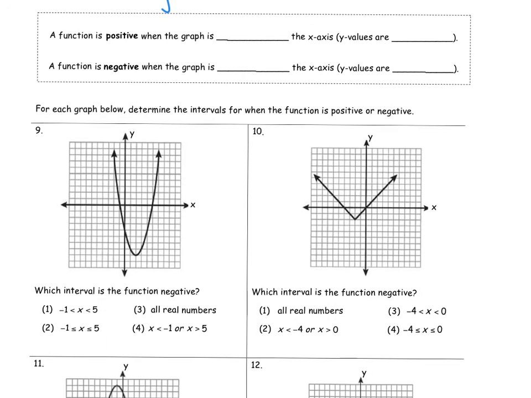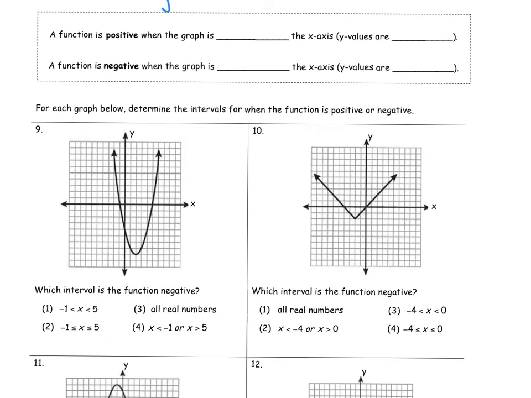We're almost done. So now we're going to talk about when functions are positive and negative. So a function is positive when the graph is above the x-axis. So we're going to write this as above the x-axis, and the y values are positive. Okay? We have a function as negative when the graph is below the x-axis, and the y values are negative. So let's just take a look at a few examples.